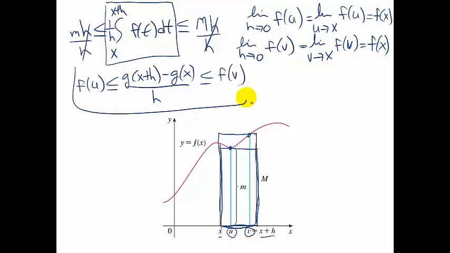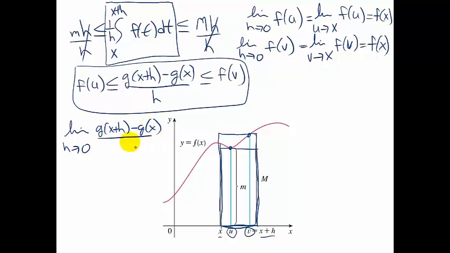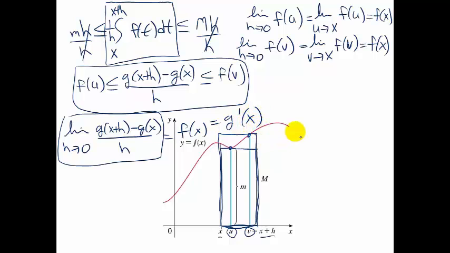Now, looking at this inequality, the limit as h approaches 0 of the left-hand side is f of x, and the limit as h approaches 0 of the right-hand side is also f of x. So by the squeeze theorem, the limit as h approaches 0 of g of x plus h minus g of x over h is also f of x. But wait a minute, let's look at this. That looks familiar. That is just the limit definition of the derivative of g. So therefore, we have now proven that g prime of x equals f of x.